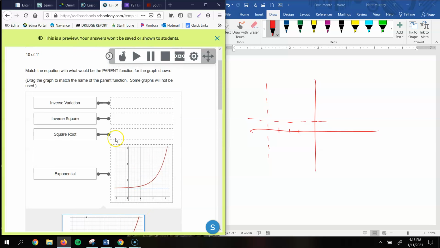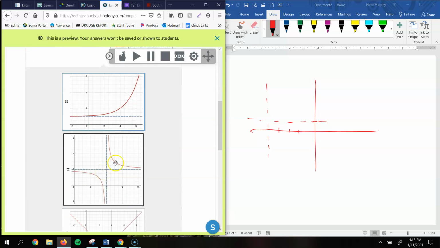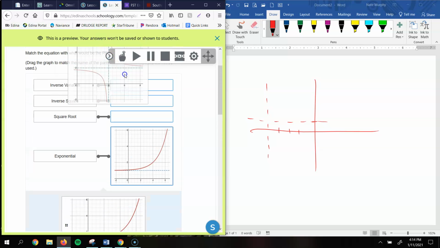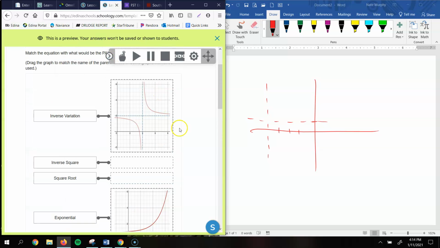And then, again, some of these aren't going to be used. Let me just find some of these. Inverse variation. Inverse variation would be one like this one. This is an inverse, not an inverse squared. The reason why I know this is an inverse variation is it's got branches in the opposite quadrants here. So I'm going to drag that one up here. So it's going to be inverse variation.